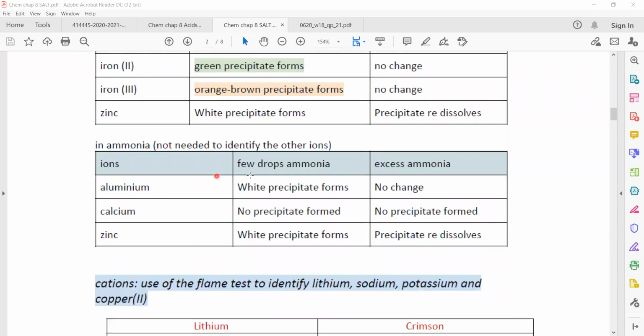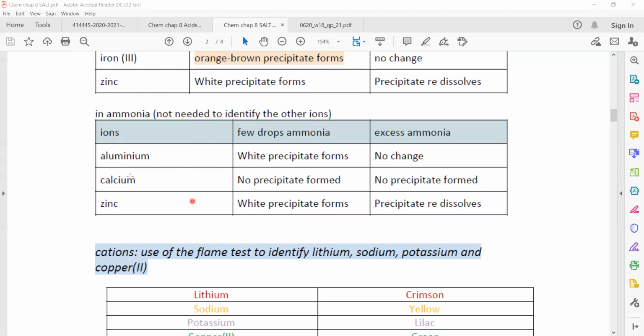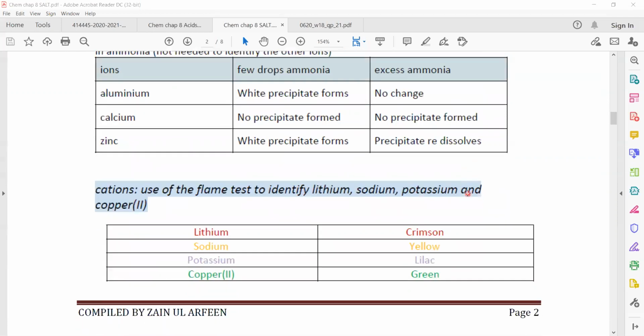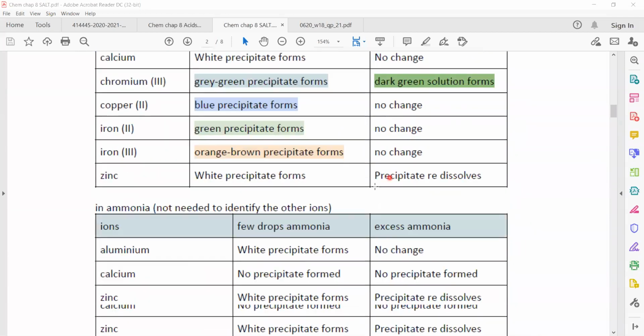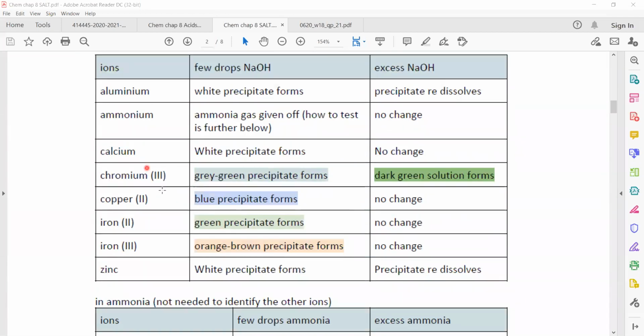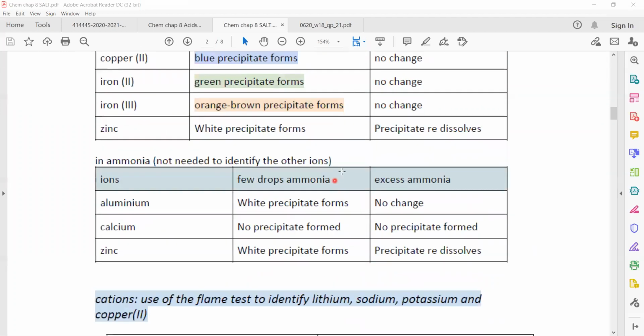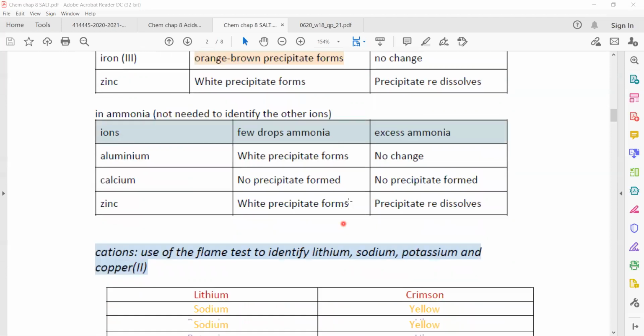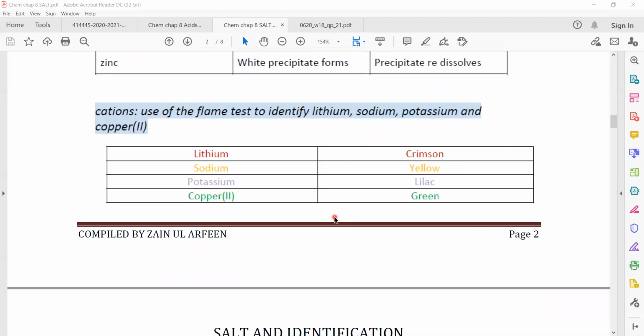With aqueous ammonia, we can also identify other ions, but only with aqueous ammonia. Aluminium, white precipitate, no change. Calcium, no precipitate is formed. Zinc, white precipitate which redissolves. But with aqueous ammonia, they are also asking what will happen if copper 2 is there: the blue precipitate dissolves and it will form a royal blue solution.